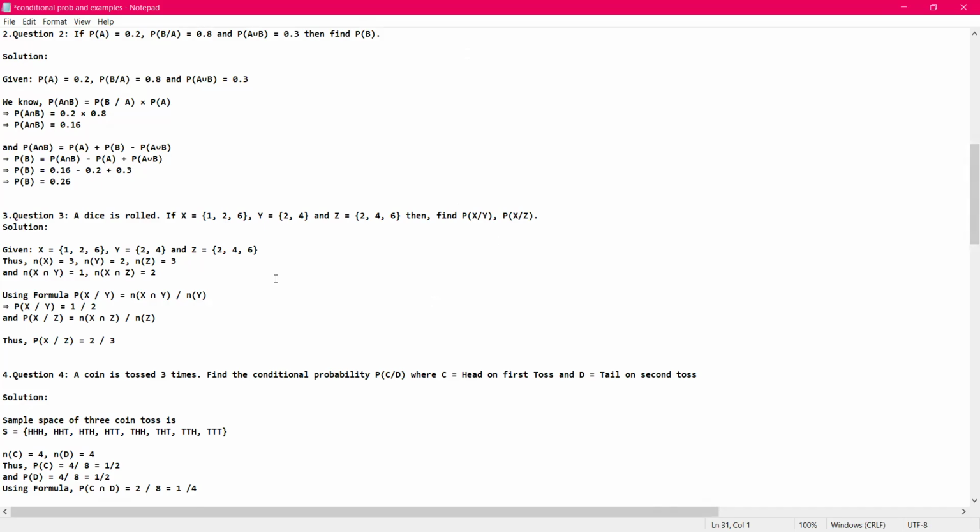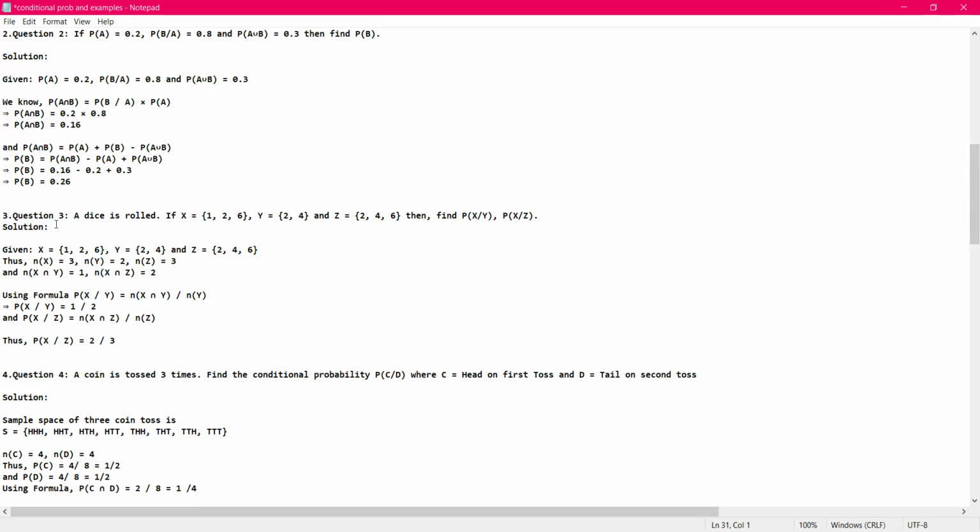So next problem we can see. Next question. A dice is rolled. Suppose a dice is rolled. Suppose in x we got the values in the set 1 to 6, and the y values are 2 and 4, and the z values are 2, 4 and 6. So now find P of x given y and P of x given z. It means we have to find the conditional probability given that y has occurred and given that z has occurred.